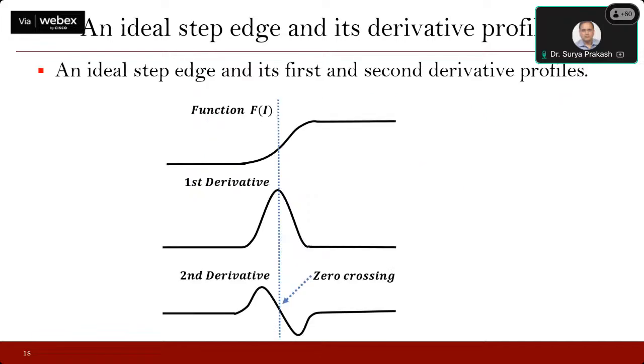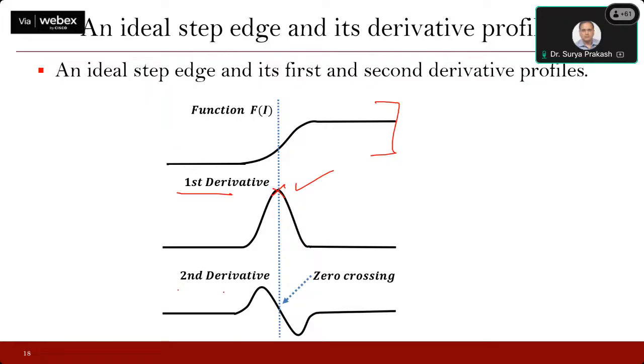Now, what about the 2D? We see here, this is the original intensity profile. Now you are computing the derivative. In the derivative of the image, your edge exists at the place where the derivative peaks. Now you can compute the second derivative as well. For example, this is the first derivative, and now you're computing the second derivative.